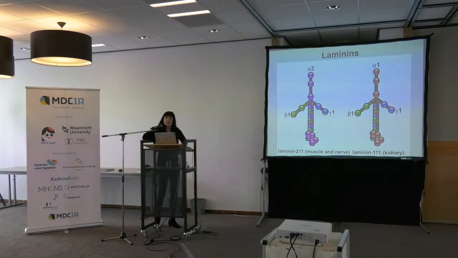Now there are many different laminin isoforms in our body, so I will also be talking about laminin 111 today, that's this molecule here. So the main difference here is that here is another alpha chain, this is the alpha-1 chain. And this laminin isoform, laminin 111, that's, for example, expressed in our kidneys.